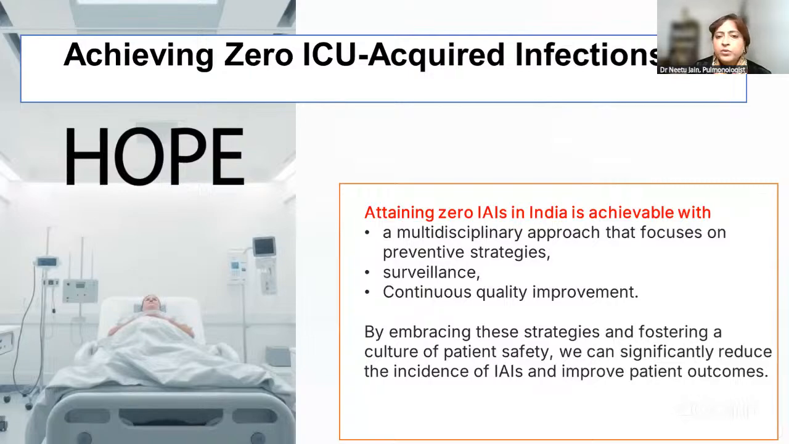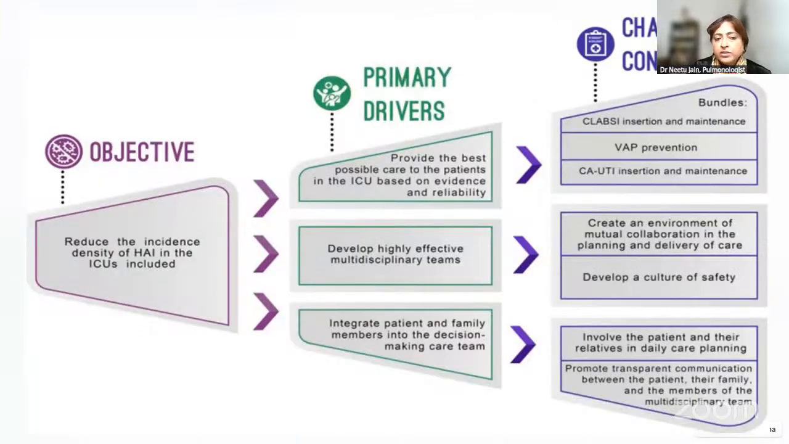So there is still hope towards attaining zero infection in ICU in India with a multidisciplinary approach, with surveillance, with continuous quality improvement, and with hand washing at all times. This can be a start towards zero ICU-acquired infection in India. So this is our objective, to reduce incidence of hospital-acquired infection in ICU. Primary drivers can be providing best possible care to patients, developing a highly effective multidisciplinary team, and integrating patient and family members to take part in decision making in the care team.